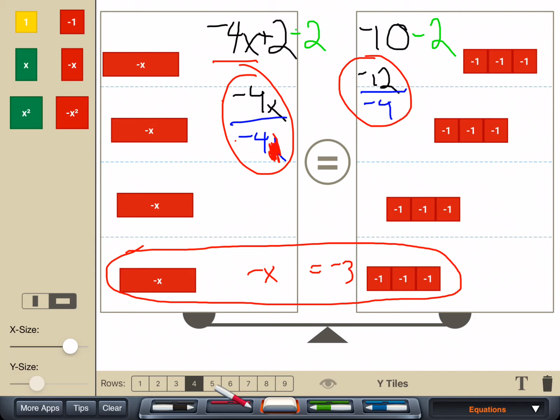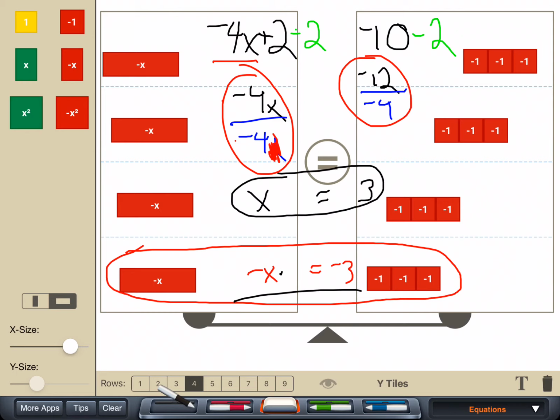So the answer should be x equals, well, negative 12 divided by negative 4 is 3. That should be the answer. But why do I have this down here? Well, I have this down here. That's actually correct. It's just not complete. I have negative x times negative 3. Now you know that a negative times a negative is a positive, and we want positive x.